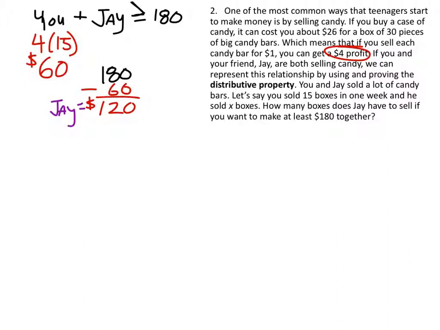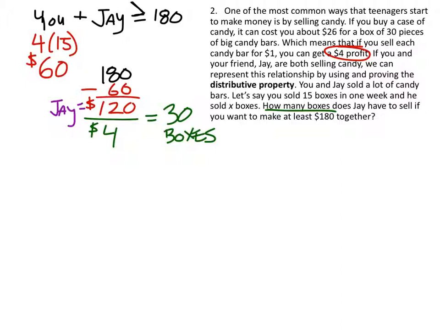And yeah, it does say how many boxes specifically. So I'm just going to take this and divide it by $4, and this will tell me how many boxes it is that Jay needs to sell. And right here it looks like it's 30 boxes. Now the answer is not 30 boxes though, and we'll discuss that here in a moment.